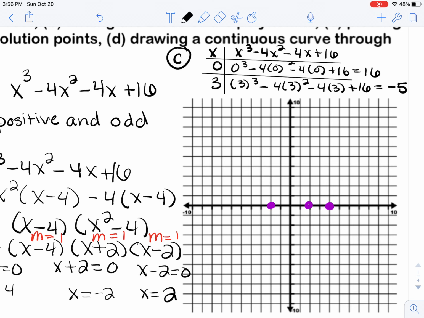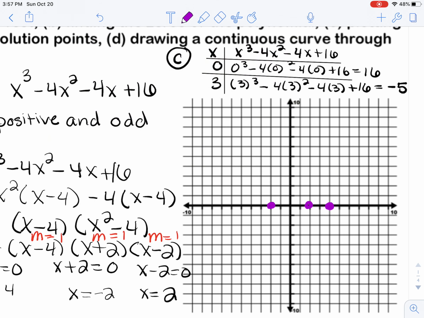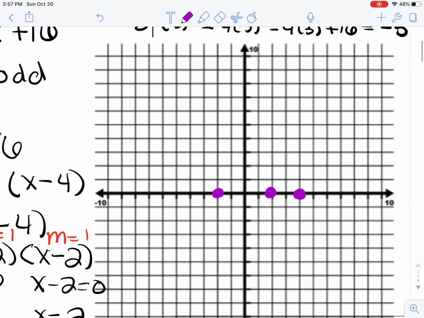Okay, so we are going to graph these points. So 0 was at 16. I'm just going to change my y's then to go up by 2's. And then we can say the same for the negative values.